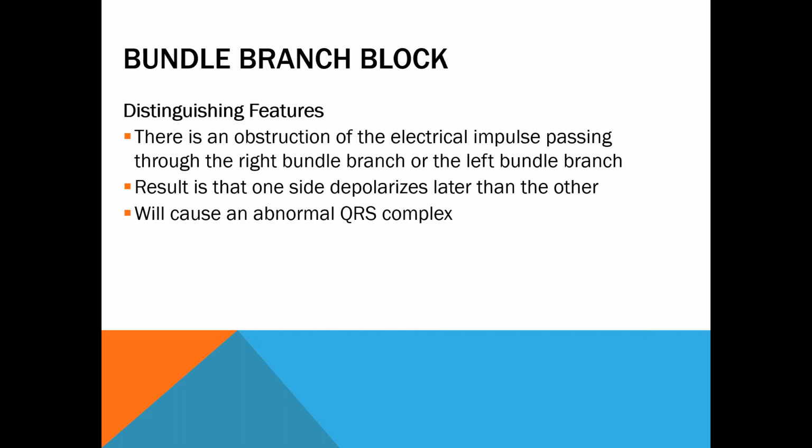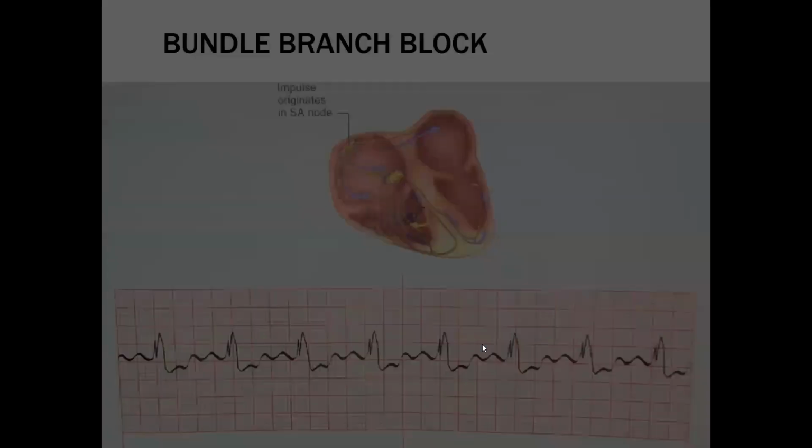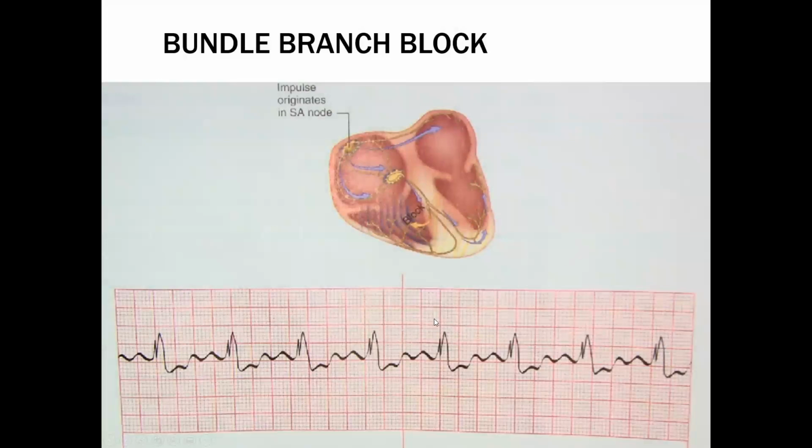Anyway, there's an obstruction of the electrical impulse passing through the right bundle branch or the left bundle branch. The result is that one side depolarizes later than the other. It will cause the QRS complex to look abnormal. And here's an example. It looks like the letter M because the impulses are going through one bundle branch quicker than the other side. And that's what splits it and gives it the look of the letter M.